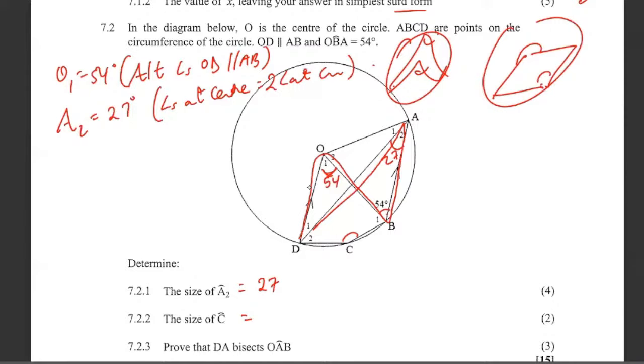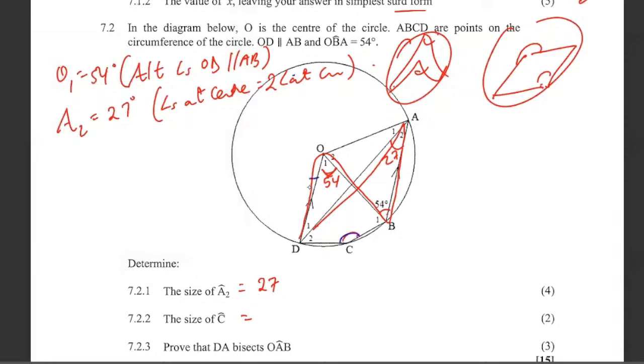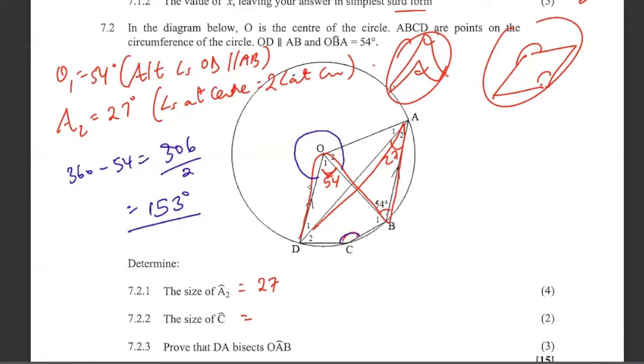What do we see? We can see that this angle C can also be an angle at the circumference, which means it should be equivalent to the angle on that side. So I'm going to say 360 minus 54. Is it making sense? Yes. So 360 minus 54 is 306. Then I'll divide it by 2, which is 153. So 153 degrees. All right, so that is how I would have obtained that.